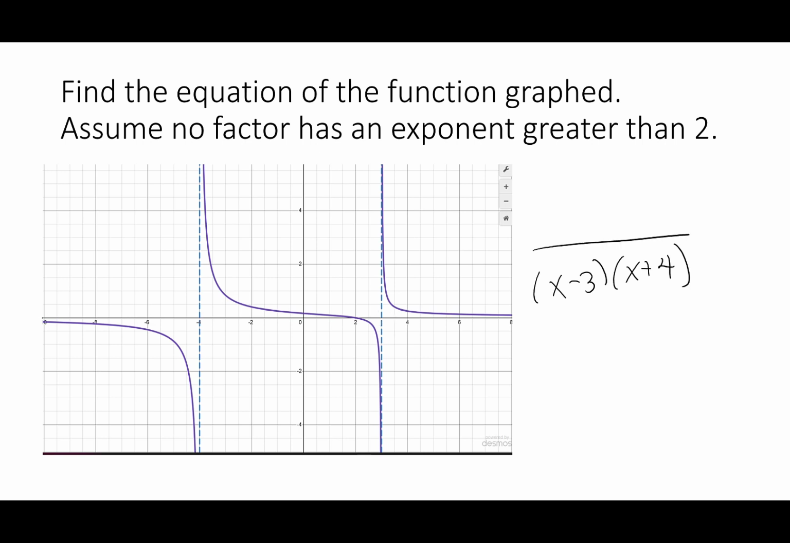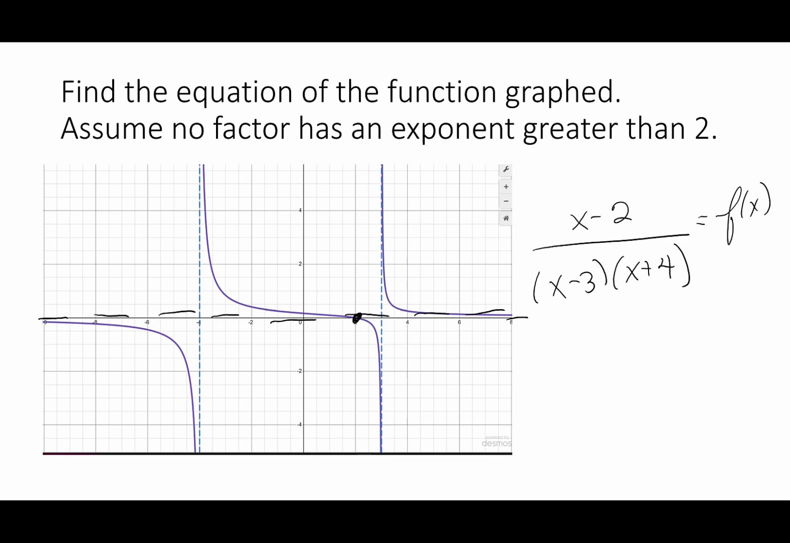The next thing I would look at is the horizontal asymptote. And because the horizontal asymptote is at 0, it means the degree of the denominator is greater than the degree of the numerator. So I should only have degree 1 in the numerator because I'm degree 2 in the denominator. So I look for my only intercept, which is at 2, and that says x minus 2 goes in the numerator. So let's say that's equal to f of x.